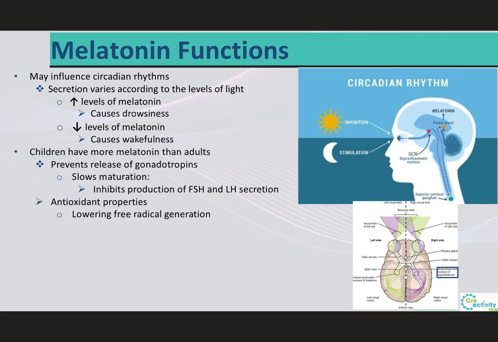With regards to melatonin functions, we can say that the secretion of melatonin will vary according to the level of light that's received from the environment, and this may influence the body's circadian rhythms, which are the dark light fluctuations that affect not only sleepiness but also wakefulness. In addition, it will also affect appetite and body temperature.